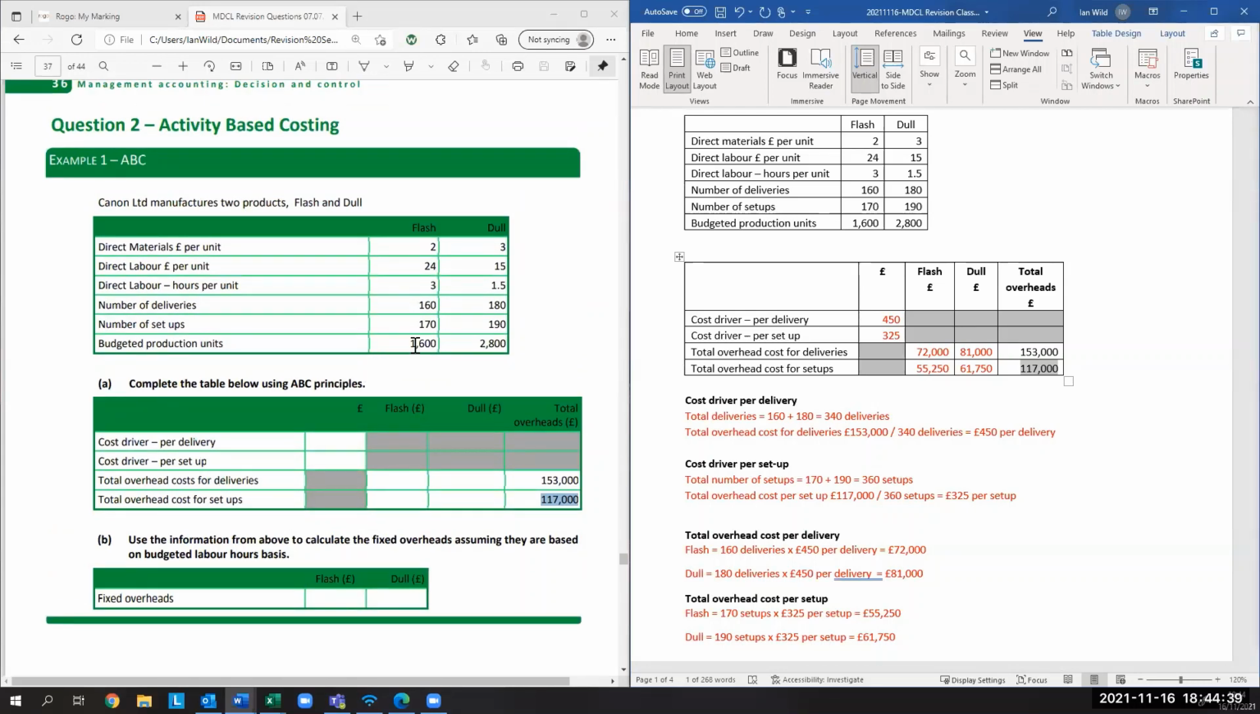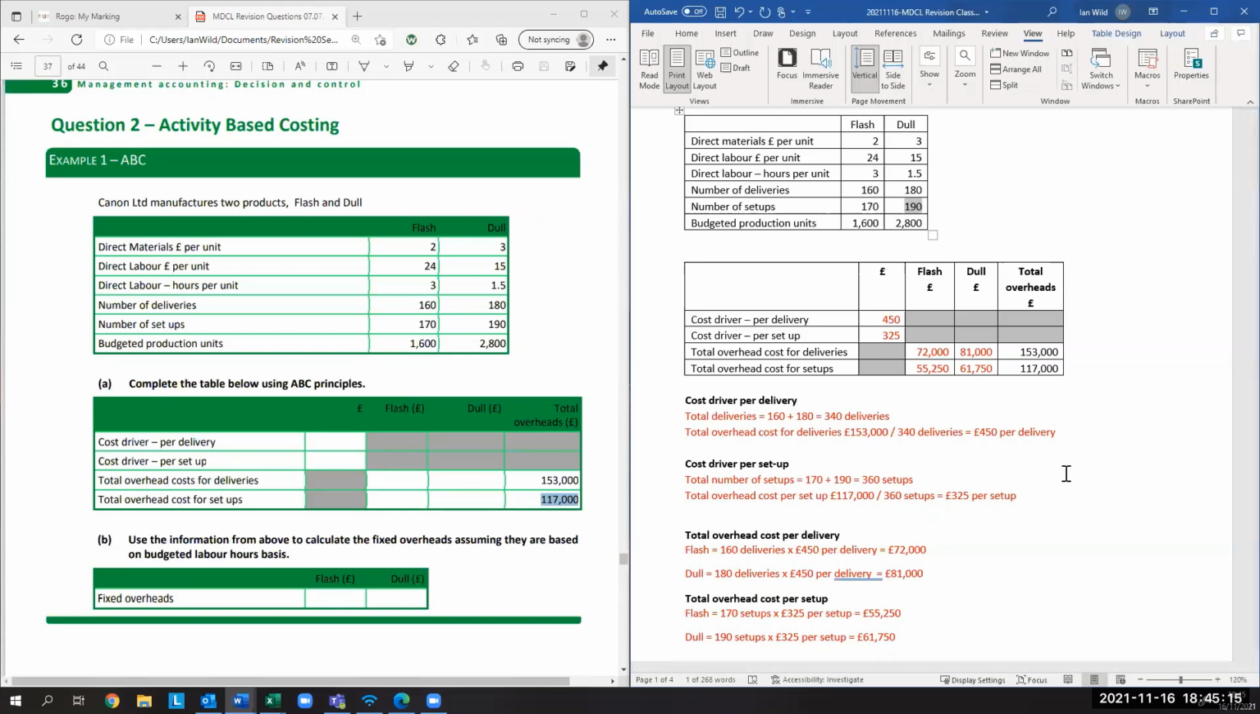Okay, so I hope you can see it's very much a two-step process. Working out the cost driver, using the total overheads and the number of deliveries to work out the cost per delivery and the cost per setup. And then we apply those costs to the individual number of deliveries for each department or company and the number of setups for each department, or each company. Okay, each product.